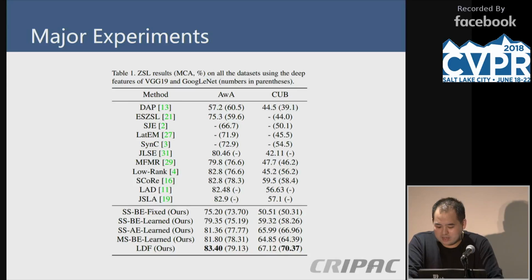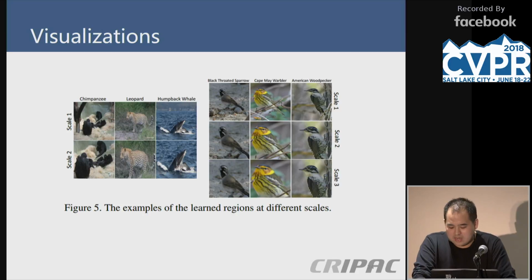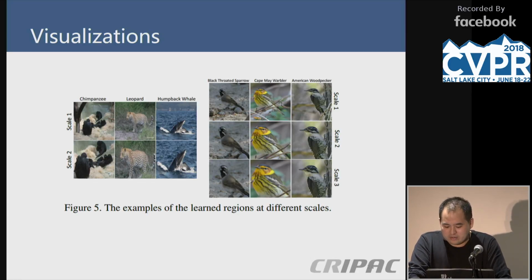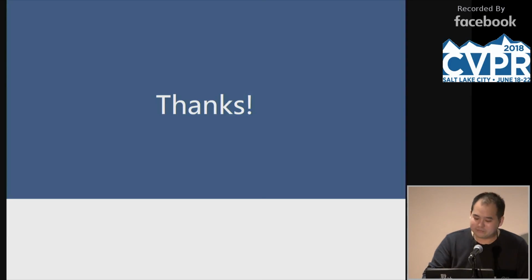Finally, our model is evaluated on two standard zero-shot learning datasets. We can see that on both of these, our model achieves state-of-the-art results. And we also show the discovered regions by the proposed zoom net. Generally, our model progressively searches for finer regions until it finds the main objects. Well, thanks for listening.